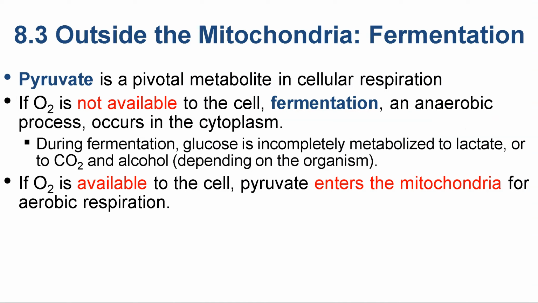So pyruvate, right? Where does pyruvate come from? When you're studying these things, you can ask these questions. Two pyruvates come from glucose breakdown, glycolysis, right? And so it's a pivotal metabolite. If oxygen is not available, keyword, of course, not, fermentation occurs in the cytoplasm. And it's anaerobic, which means it doesn't need oxygen, okay?